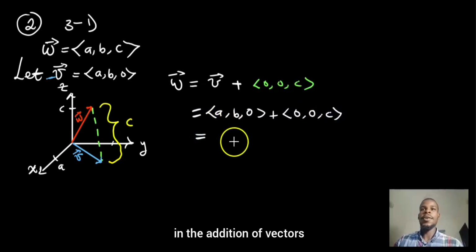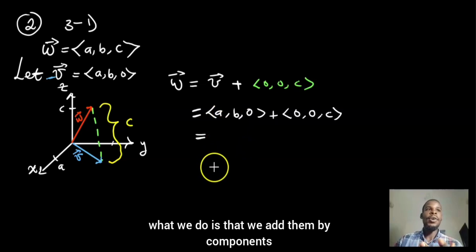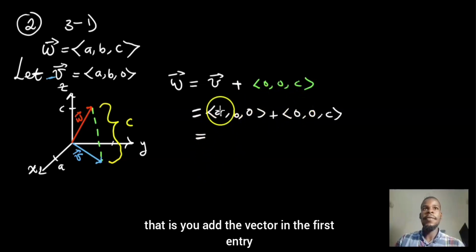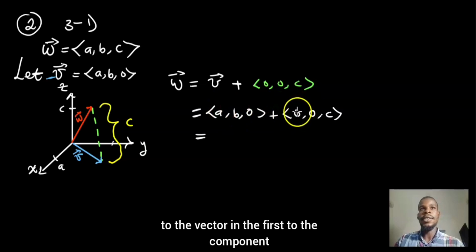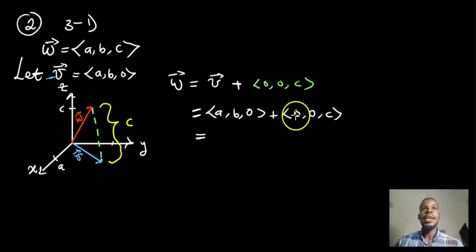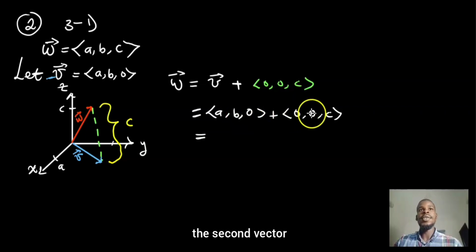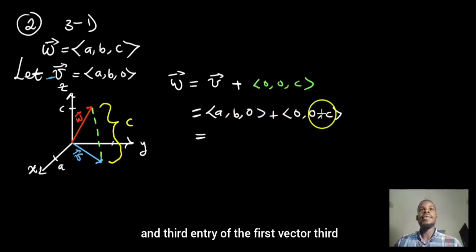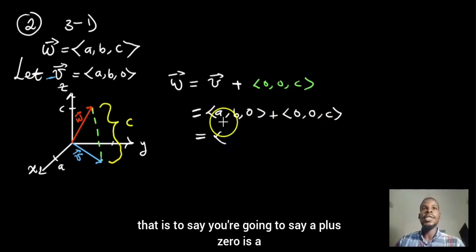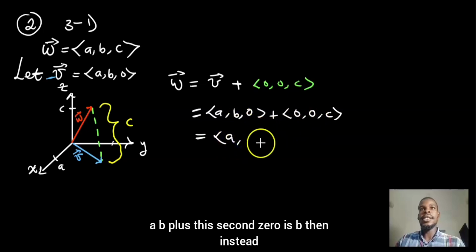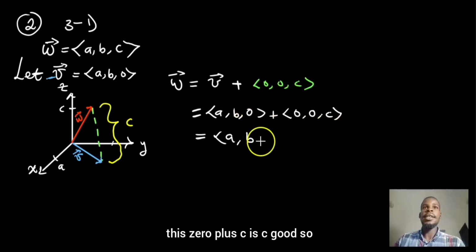Now, in addition of vectors, what we do is add them component-wise. So you add the first entry of the first vector to the first entry of the second vector, the second entry of the first vector to the second entry of the second vector, then the third entry of the first vector to the third entry of the second vector. That is to say, a plus 0 is a, b plus 0 is b, then 0 plus c is c.